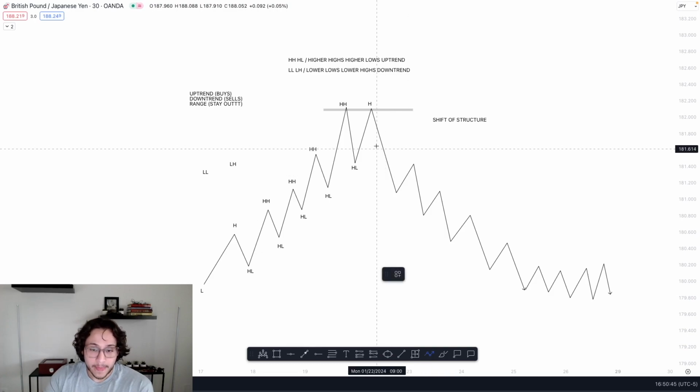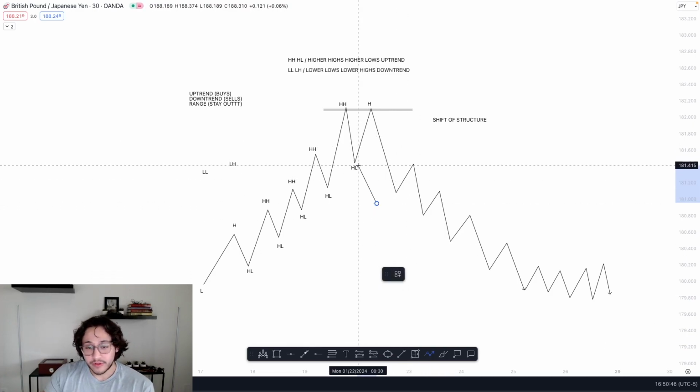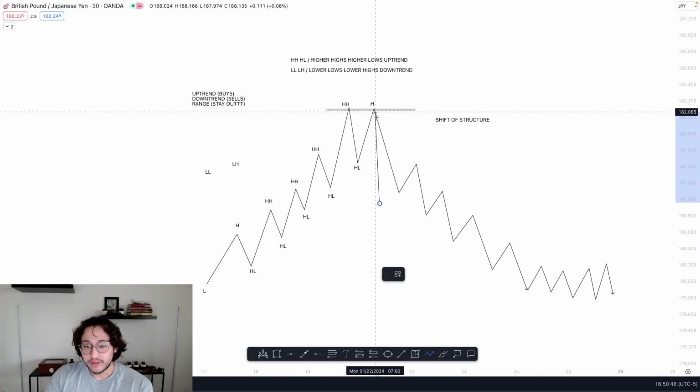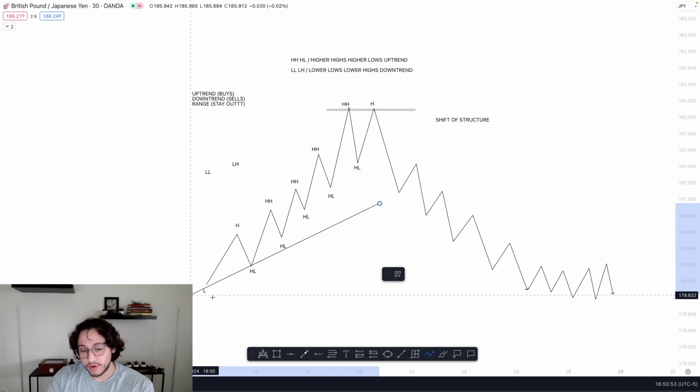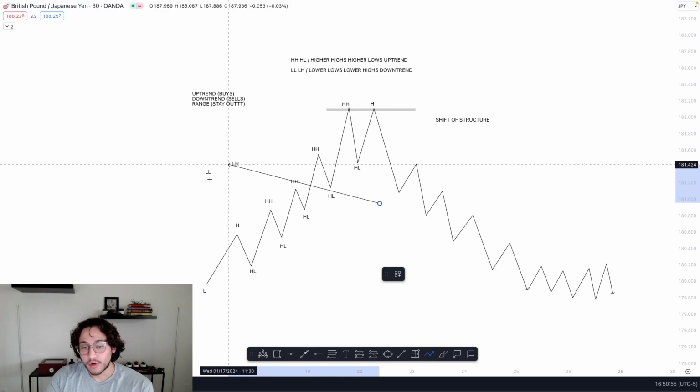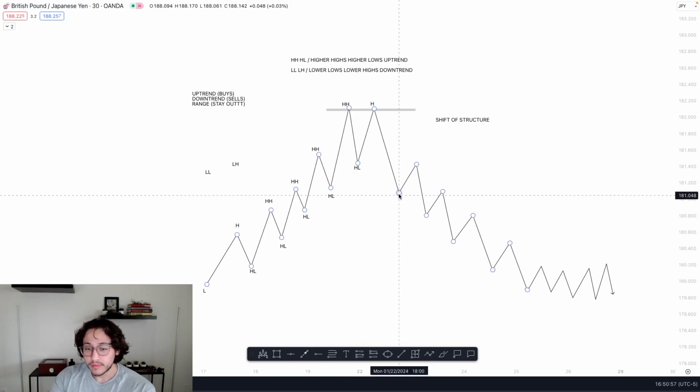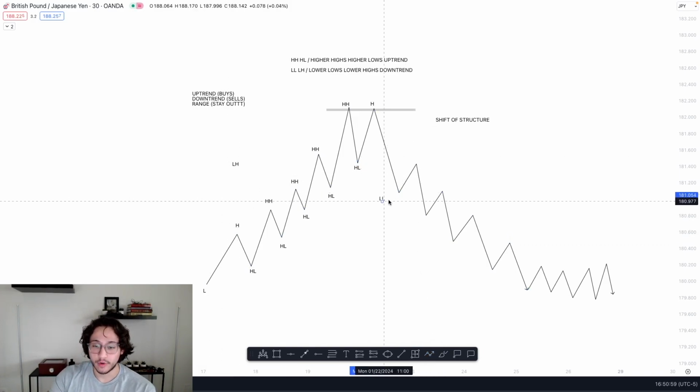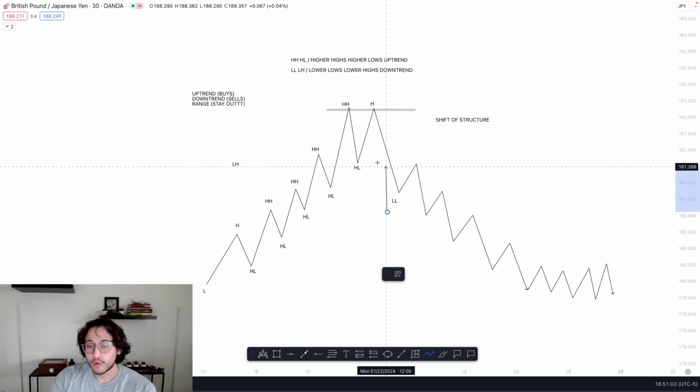Now check this out. Whenever price breaks under the previous higher low, right, this is when price forms a new low, right? What is this low going to be? Is it going to be a low, a lower high, or a lower low? This point over here is now going to be a lower low. Now the reason why is because this low is lower than the other one, right?